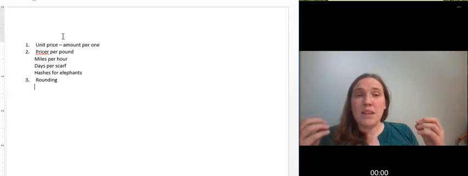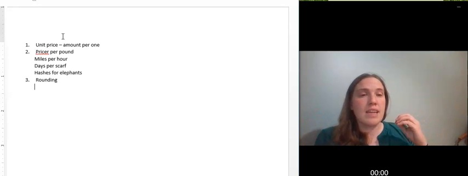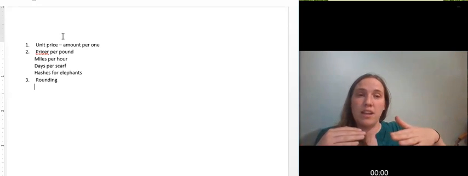As you're looking at the story problem, you just have to use logic and say, would it make sense? Could I go over this, or does it have to be under it?